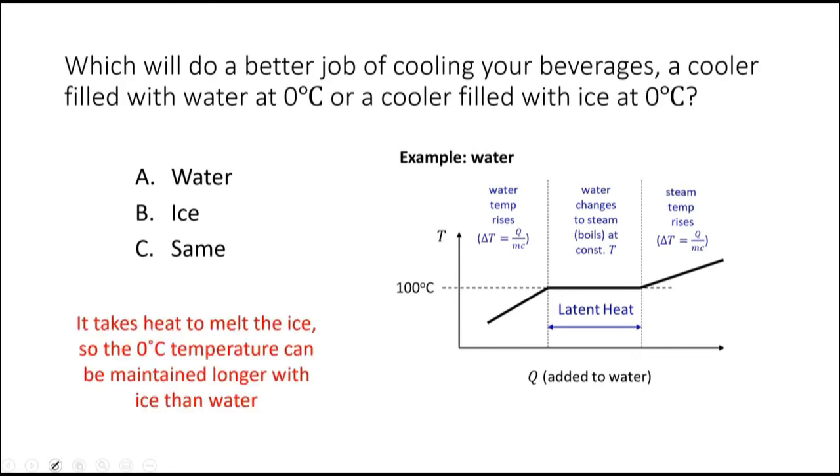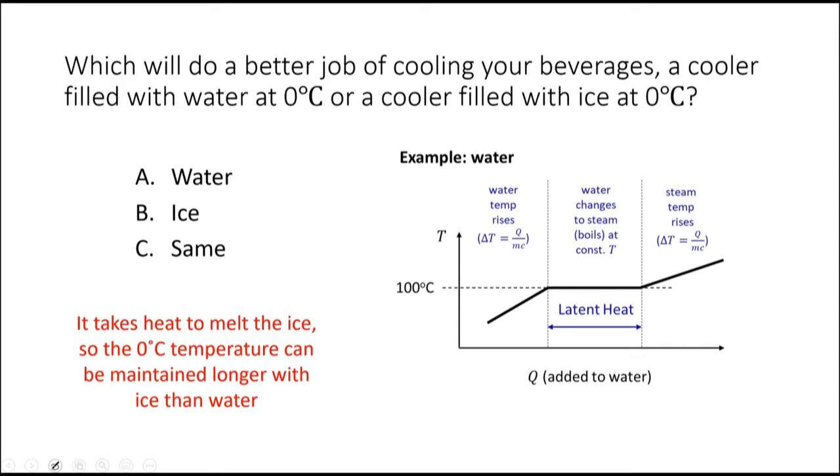So the key to this is knowing that the warmer beverages are going to give off heat to whatever you have in your cooler. So whether it's the water at 0 degrees Celsius or the ice at 0 degrees Celsius. But if you have ice at 0 degrees Celsius, that heat is first going to go into melting the ice, and then it's going to go into warming up the water that remains after the ice has been melted.